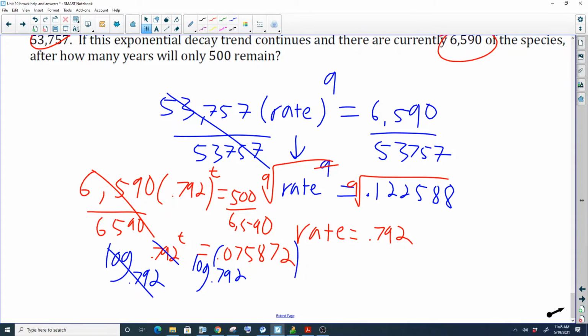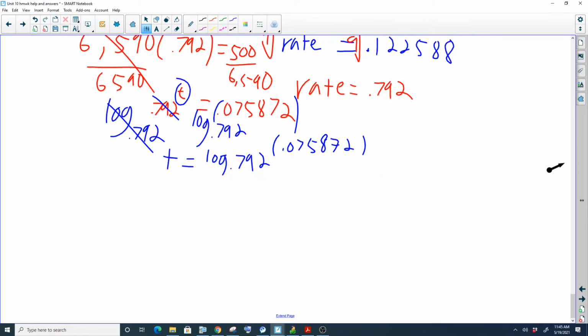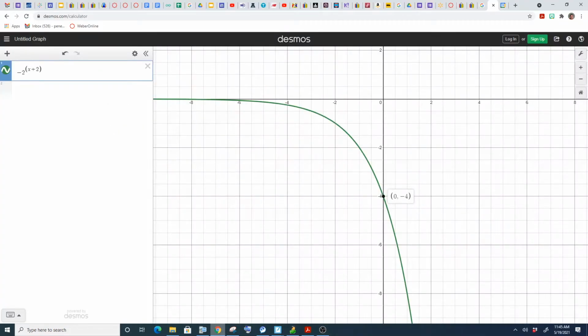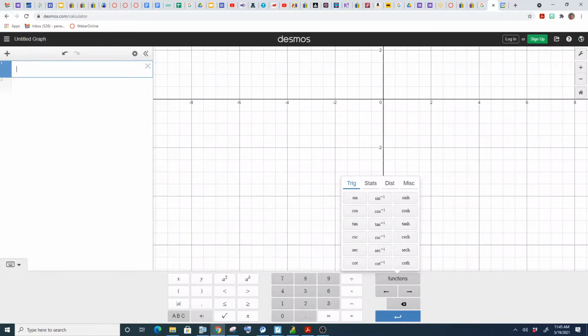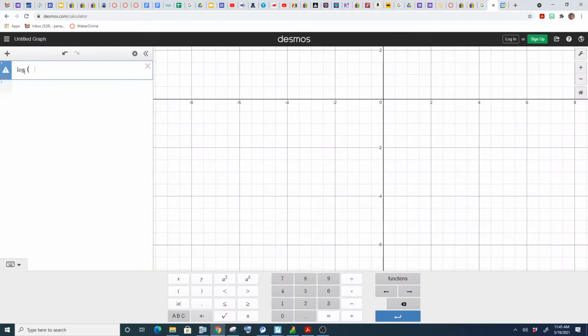Okay, beautiful. So that's going to give us our t for time. So time is equal to log base 0.792 of the 0.0758. Wow, so many decimals. This is crazy. Okay, beautiful. So if you're thinking you want to use Desmos, you can. With Desmos, you're actually going to have to go to the functions, miscellaneous, and then log A. And then it'll let you type in your base.